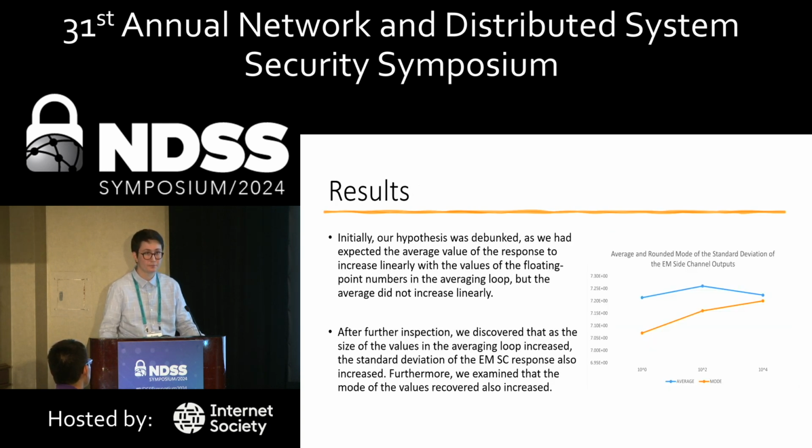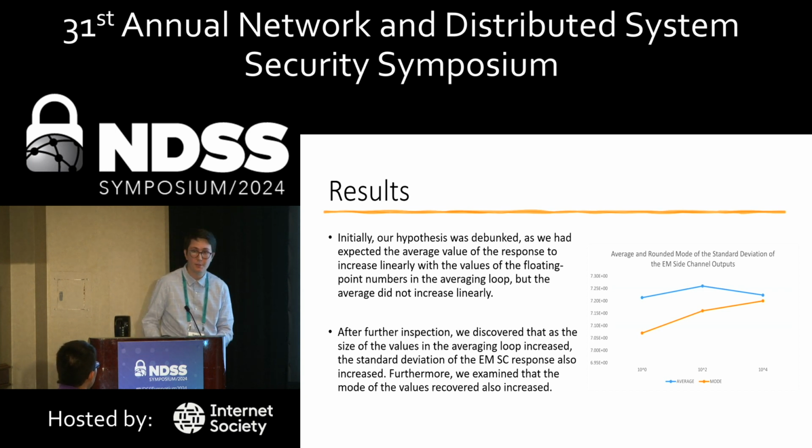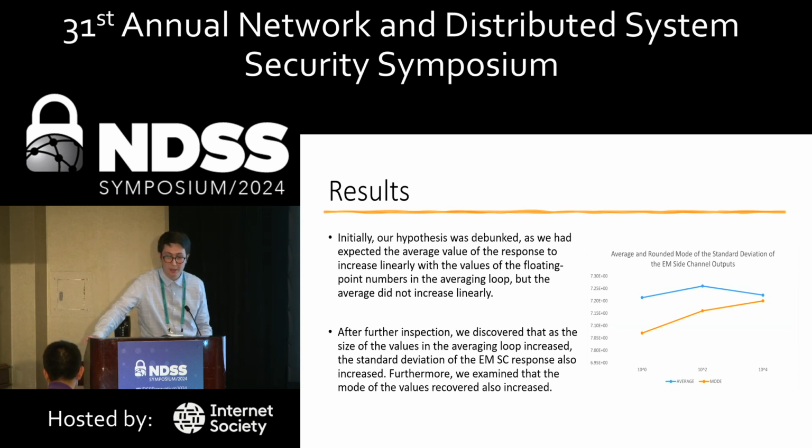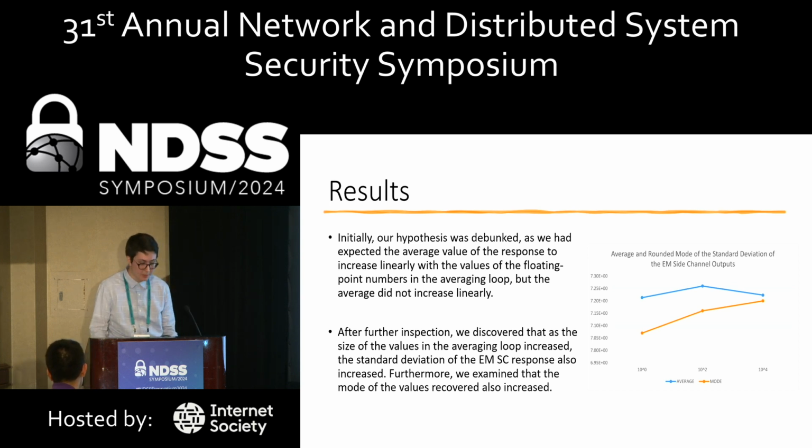So we had hypothesized that as the homogeneous groups grew, the average of the responses we would get would be higher, which was not the case, as you can see in the blue graph to the side. But we realized that the standard deviation and the mode of this grew with the homogeneous group size, which meant that we were able to determine and classify these values properly.